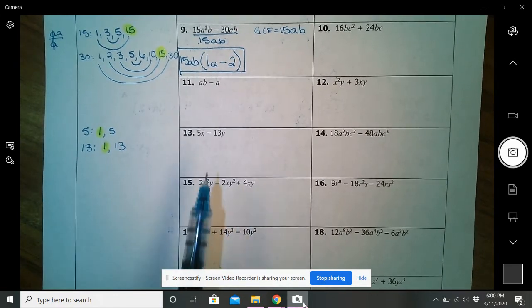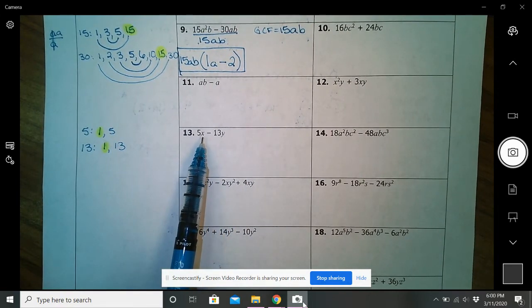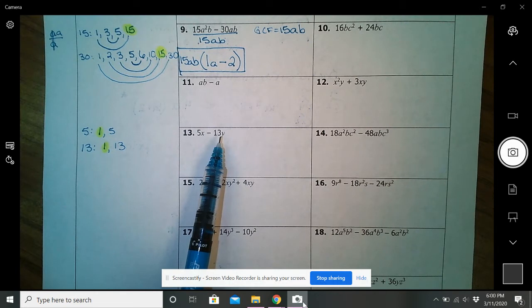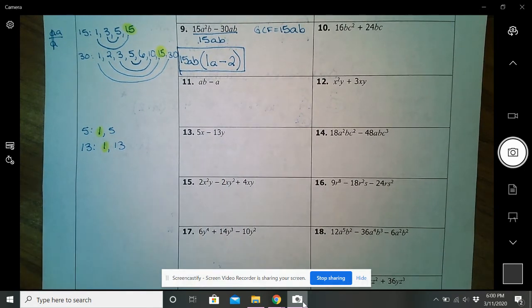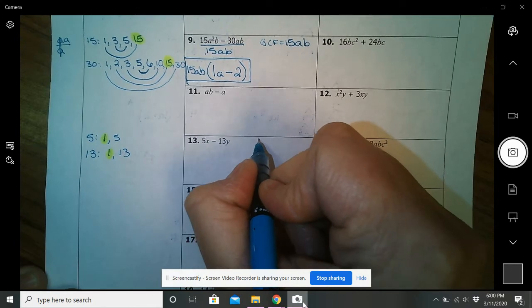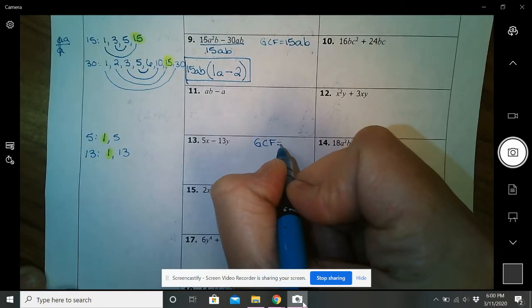Now looking at our variables. There's an x in the first term, but no x in the second term. So we cannot factor out an x. There's a y in the second term, but no y in the first term. So we cannot factor out a y. So our only GCF here is 1.